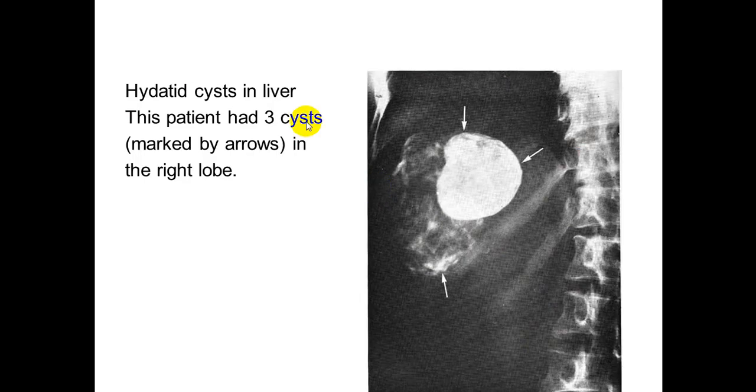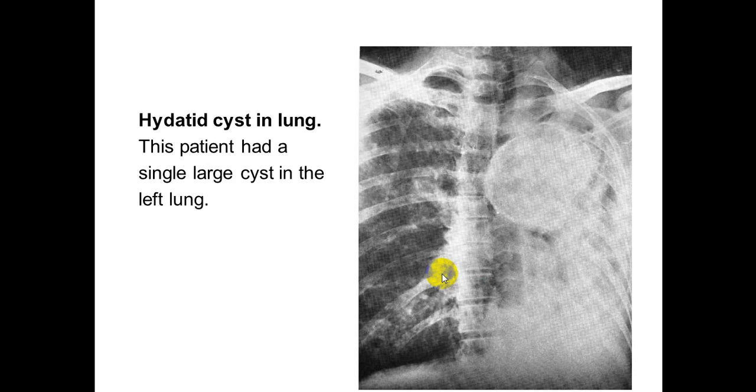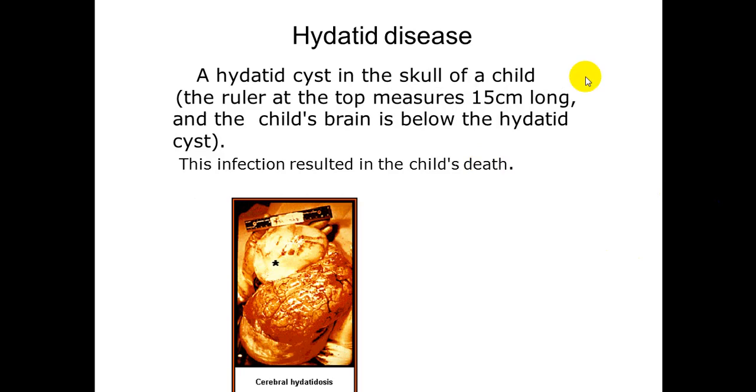Hydatid cyst in the liver. This patient had 3 cysts marked by arrows in the right lobe. And this is hydatid cyst of the lung. Usually, as I said, they present with pressure symptoms. This is a single large cyst in the lung, and this cyst can cause hemoptysis and even can cause dysphagia and even dyspnea.